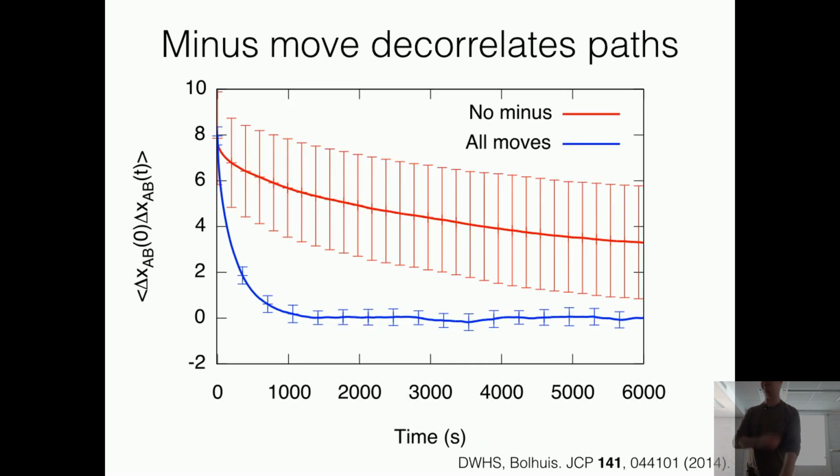In practice, that makes a huge difference. So this is, for a very simple system, a measure of correlation I came up with between the paths. Technically, it's between the initial conditions of the trajectories. And when we include the minus move, it decorrelates much more quickly than if we do not. This is in wall time, because the minus move is in fact very expensive compared to a regular shooting move. It's usually a longer trajectory, but the decorrelation is faster in wall time.